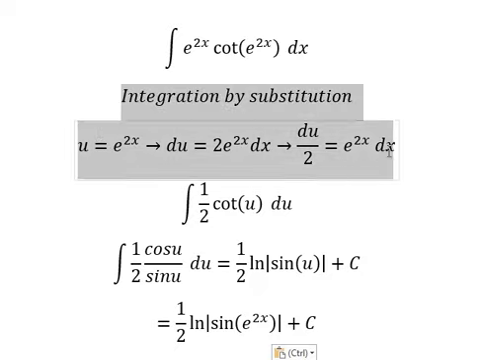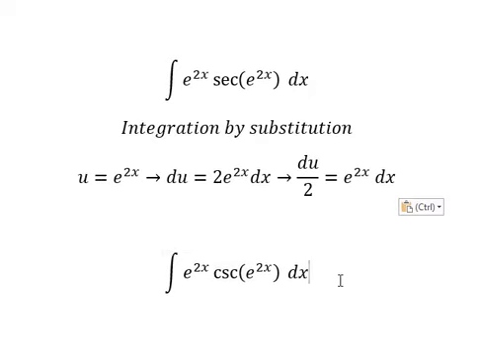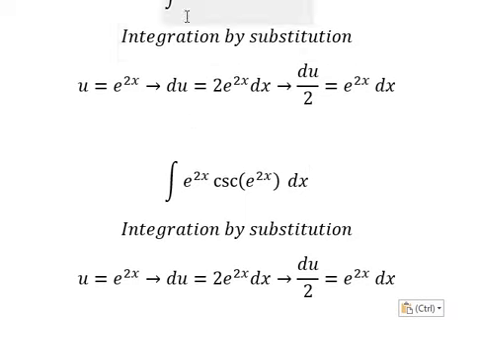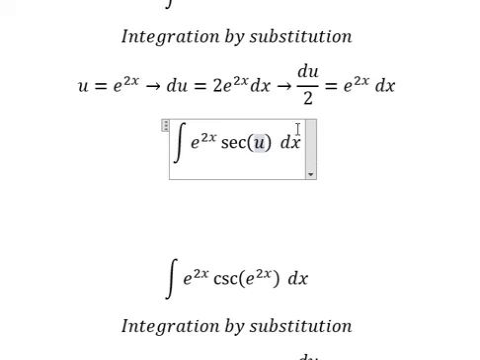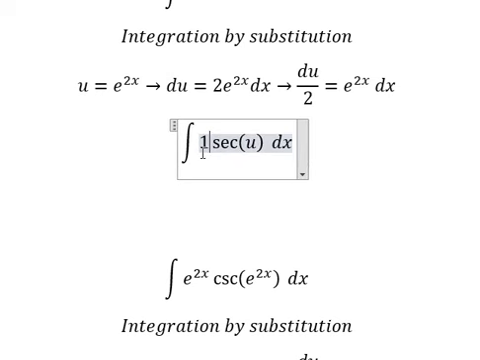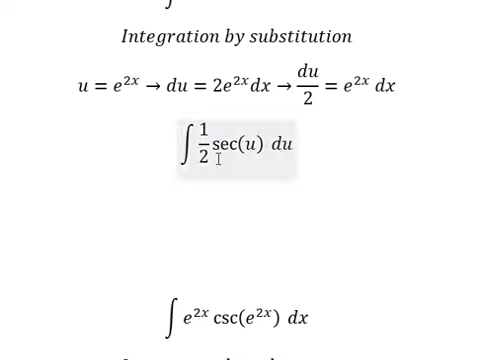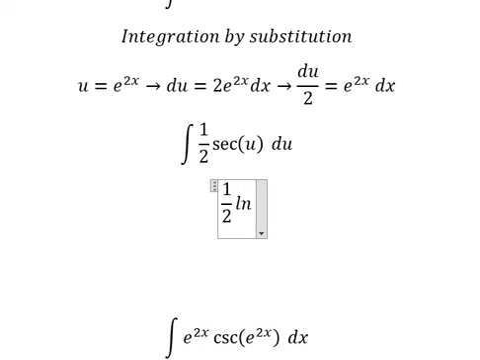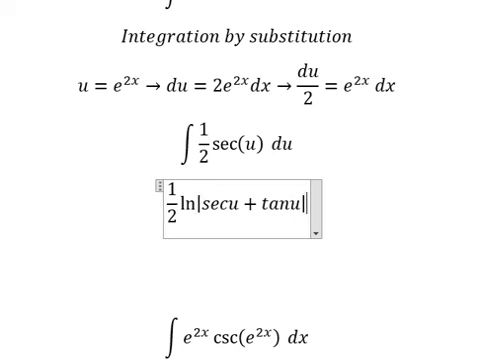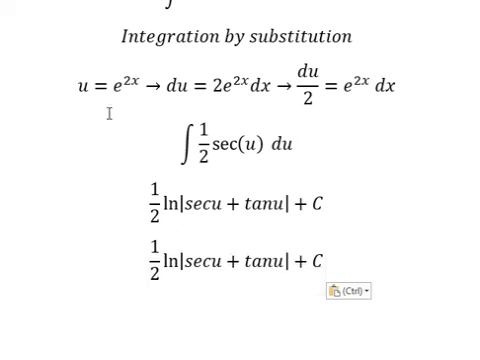Now, for this one, we can do the same technique for this one and this one. This one we change for u. This one we change for 1 over 2 du. So, the integration of this one, that is ln of the absolute value of secant of u plus tan u. And I will put c. Then back to x, that is about this one.